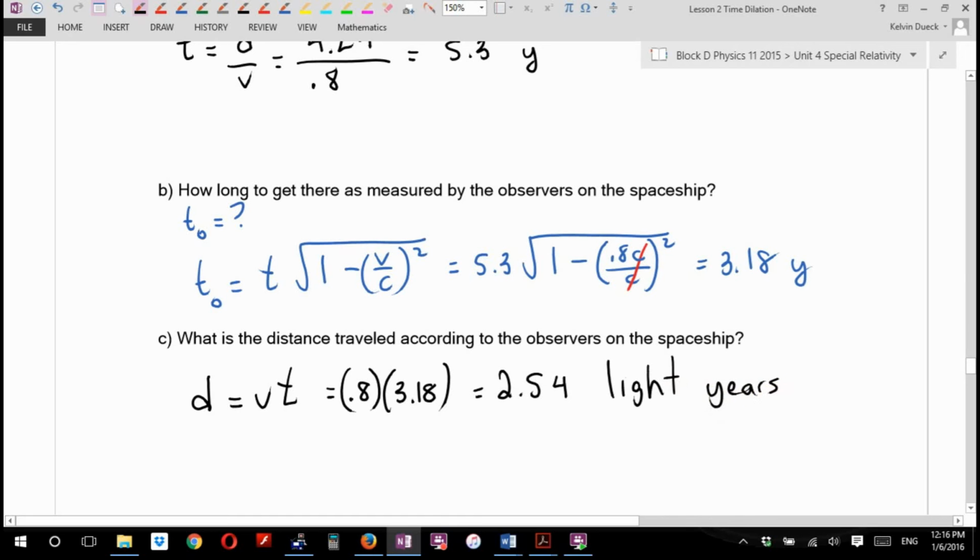Here's what this means, and we're going to look at this in the next lesson. If you're traveling really, really fast, time slows down, but it also turns out length contracts. Distances get shorter. A ship that's traveling really fast, if you observe it while standing still, you will measure it physically shorter. And this actually has been proven.